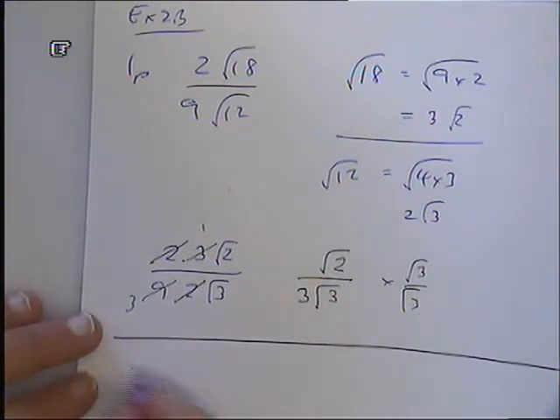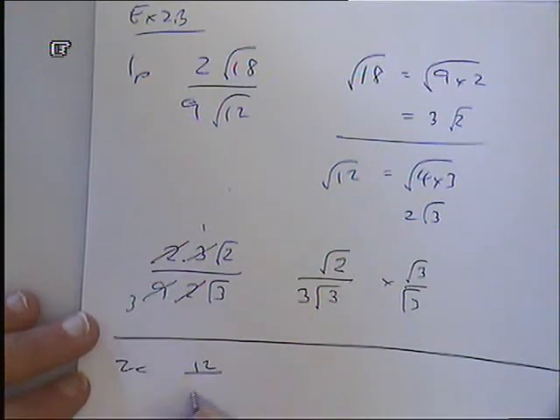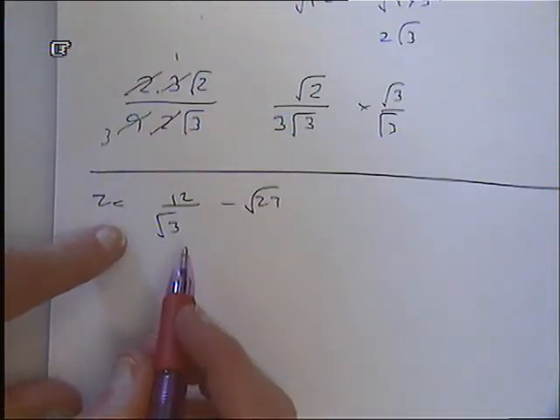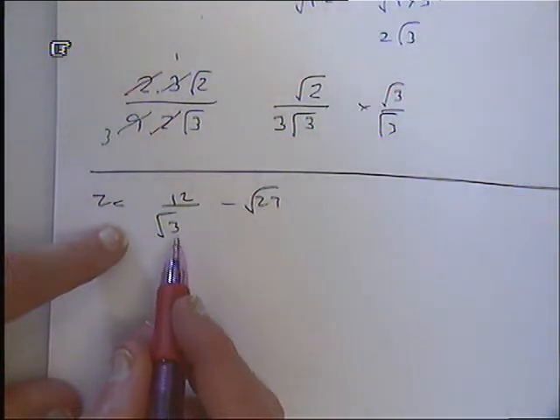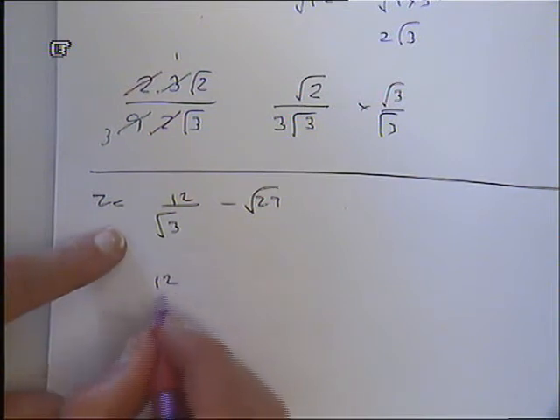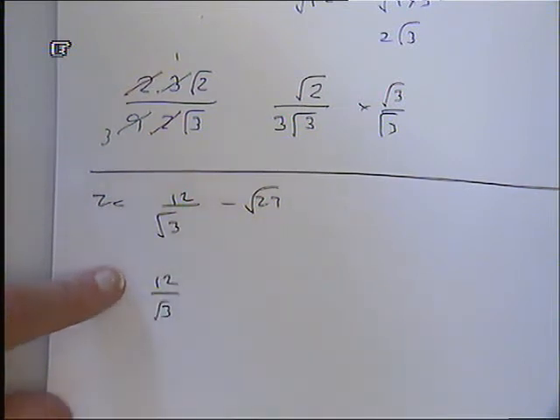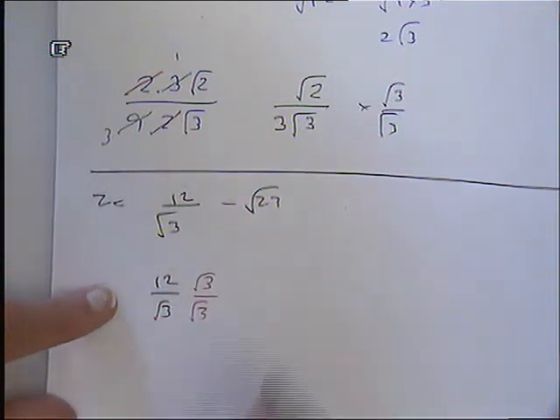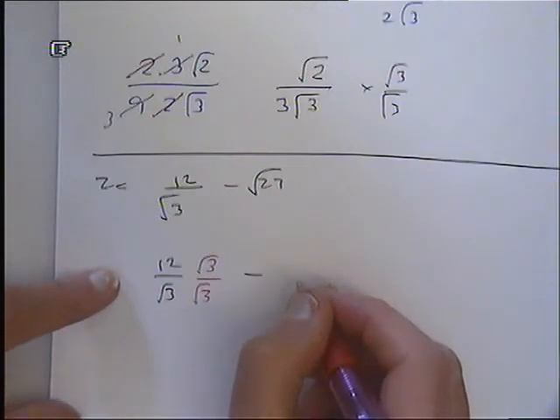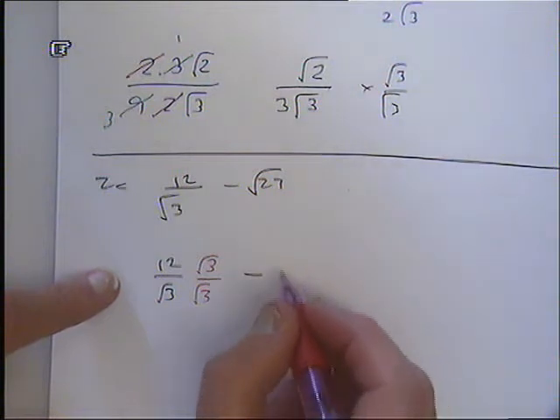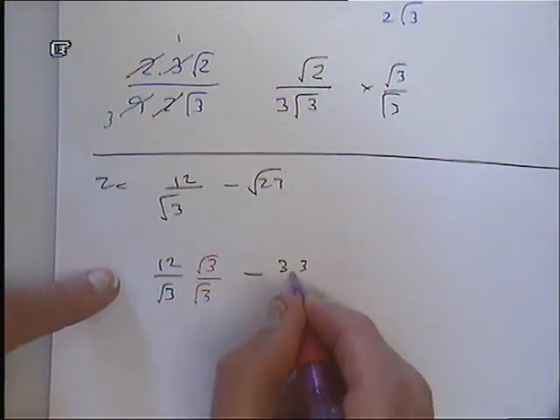2c, 12 over root 3 minus root 27. First off, you know you're not going to want a third on the bottom of the fraction at the end, so fix that one maybe by timesing that by root 3 over 3. 27, what factorisation can we use on that one? 27 is 3 root 3, yeah, 9 times by 3 square rooted, so that's 3 root 3.